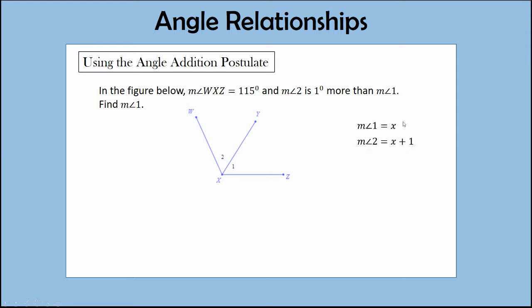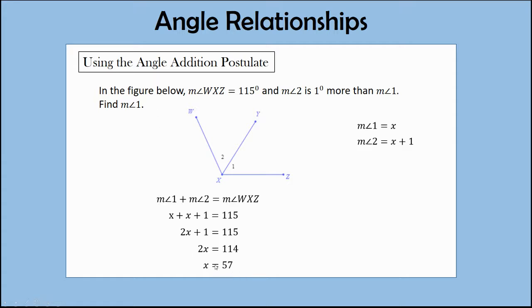Okay. Now, what do we know about angle 1 and angle 2? Well, if I add them together by angle addition, it equals the entire angle. Substitute in what I know. x plus x plus 1 equals 115. 2x plus 1 is 115. Right? Combine like terms on the left side. Subtract a 1, divide by a 2. x is 57. Now make sure you answer the question.